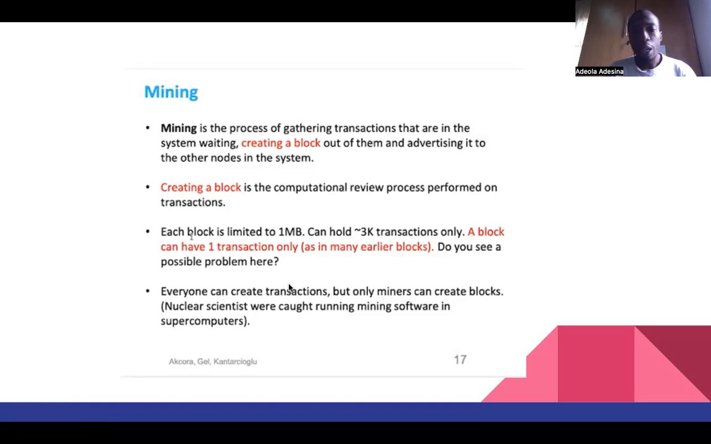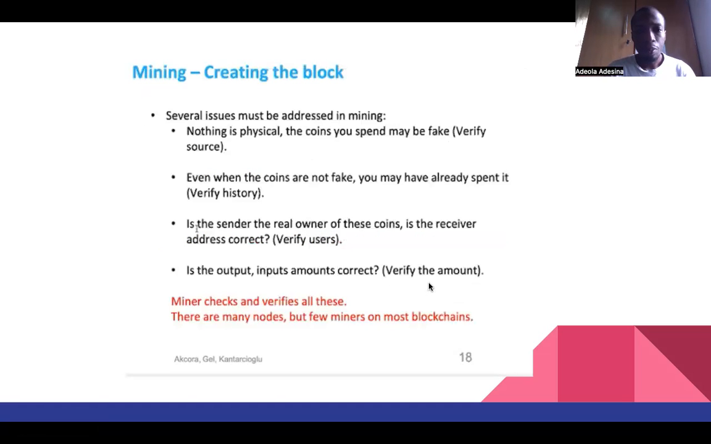So everyone can create transactions, but only miners can create blocks. So I can create a transaction, you from anywhere in the world can create a transaction, but only miners in the nodes can create a block. And so this is what miners basically do. They verify 4 things, right? All of that finding the hash value is basically them verifying 4 things.